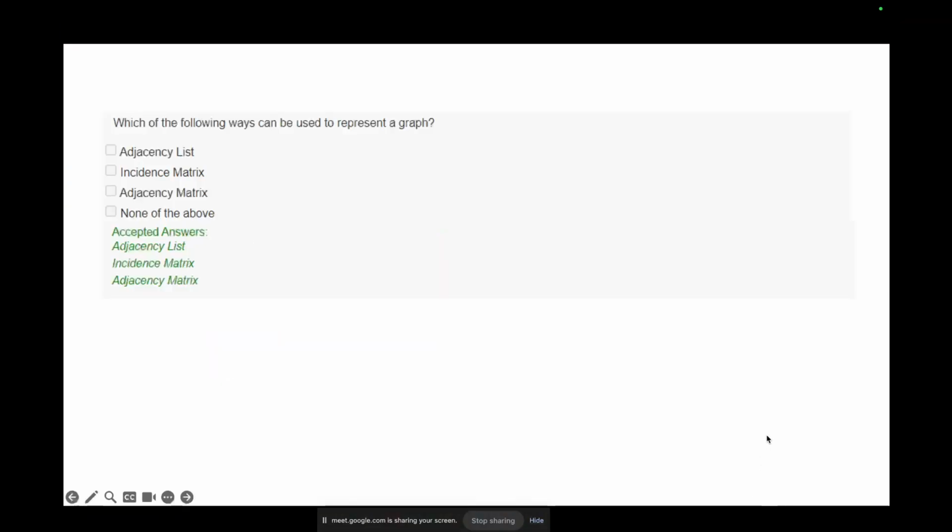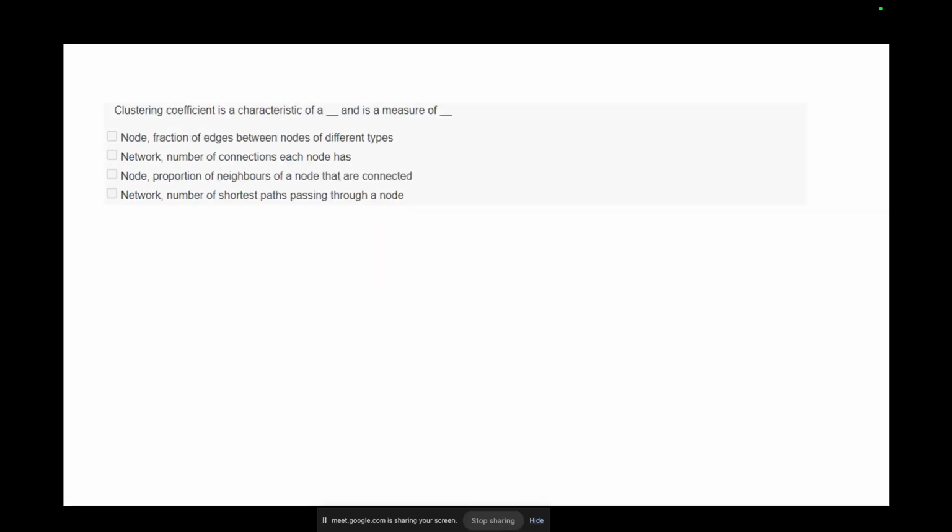Sorry, I did not cover this, but these are different. Even the incidence list is a type of data structure. So these are different types of data structures in computer science terms. These are data structures which you can use to represent a particular graph, right? So you can have different types of representation.